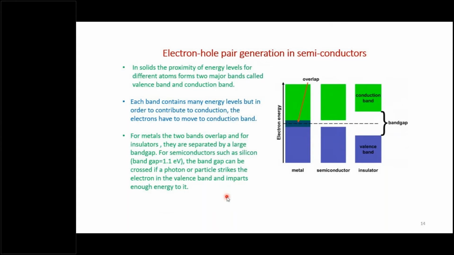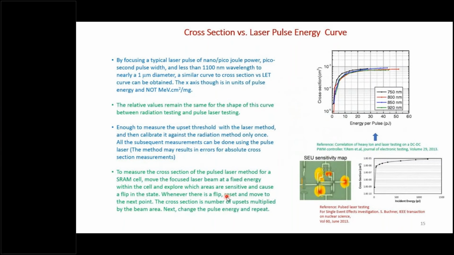So if the wavelength of the laser is below 1100 nanometers, it could cause absorption by electron hole pair. It could create an electron hole pair. And if it is above that, then it cannot, because it doesn't have enough energy to help the electron jump across the gap. So once you do the testing with the optical system, you will get a similar curve, cross section versus the energy per pulse in picojoules. You'll see it's still the threshold energy and then the saturation cross section. You get a similar curve, which you can compare with the curve that you get once you go to the accelerator. So the shapes are very similar, but the x-axis has different units.